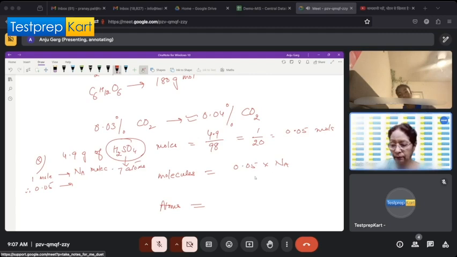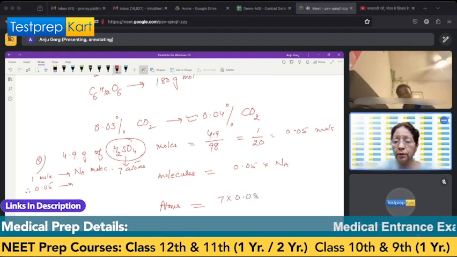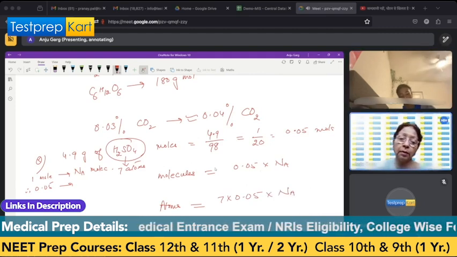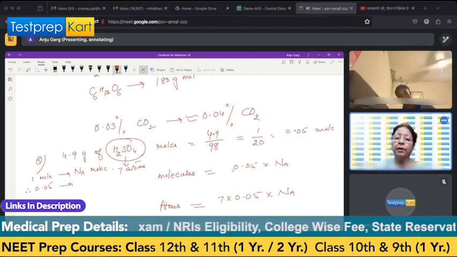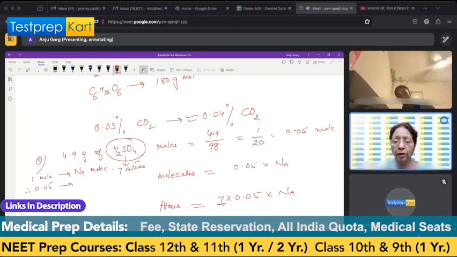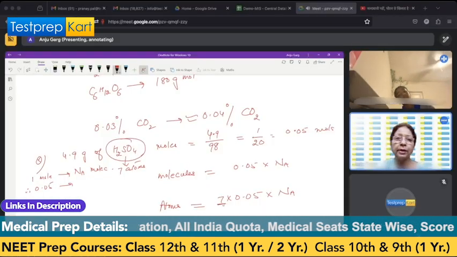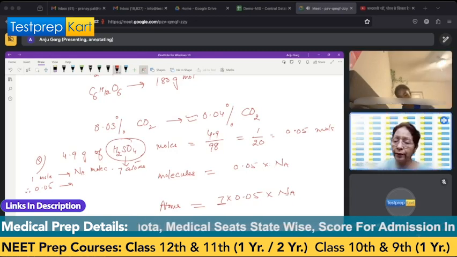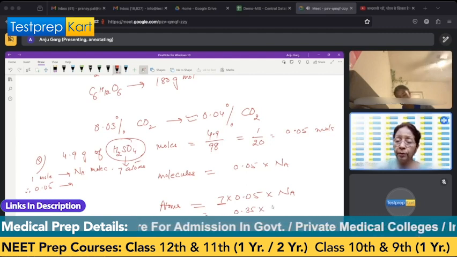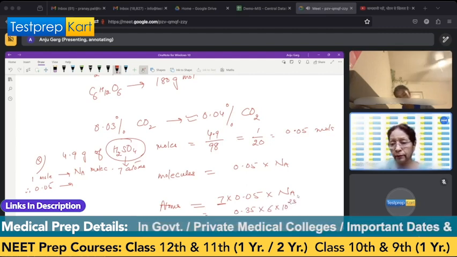When one molecule has 7 atoms, these many molecules will have 7 into this number of molecules. Because one molecule has these, the number of moles is for these molecules. But to convert the molecules into atoms, you just multiply by the number of atoms in a single molecule. Single molecule has 7 atoms, so these many molecules will have this into 7. Otherwise, if the complete number is there, then write down that number only. Na always stands for Avogadro's number only.